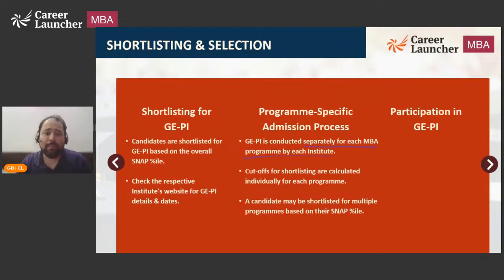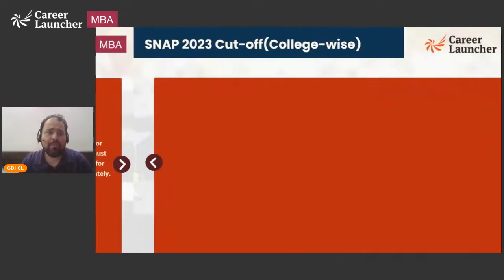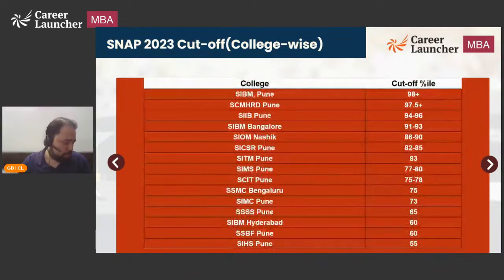A candidate may be shortlisted from multiple institutes and for multiple programs from the same institute. Candidates shortlisted for multiple programs must participate in the GEPI for each program separately. Very simple stuff, nothing very important here. This is the important part.